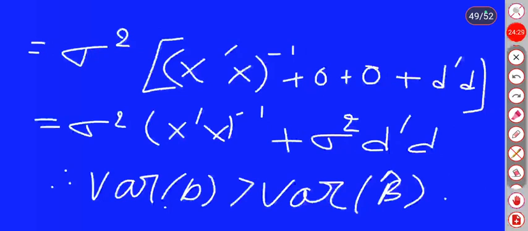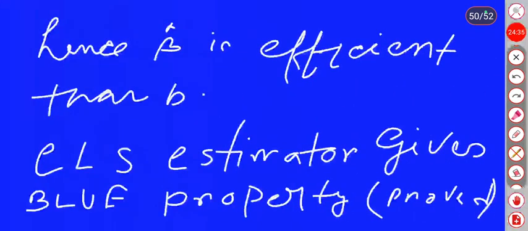So ultimately we get the value sigma square x transpose x inverse plus sigma square d transpose d. So we can say that the variance of b is greater than the variance of beta hat. So beta hat has minimum variance among unbiased estimators; it follows the BLUE property.